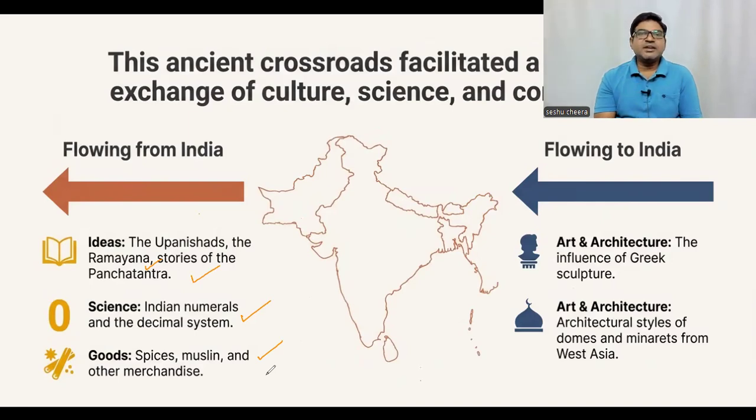Is it only flowing from India? No, there is also the other way around. The art and architecture, from Greek sculpture to the architecture of domes and minarets from West Asia, which are predominantly seen in our historical sites, can be said to have flown into India. So some have flown from India to other countries, some have come from other countries to India. This facilitation has happened through land routes and also via maritime trade. In this way, India is well connected both through land and waterways.